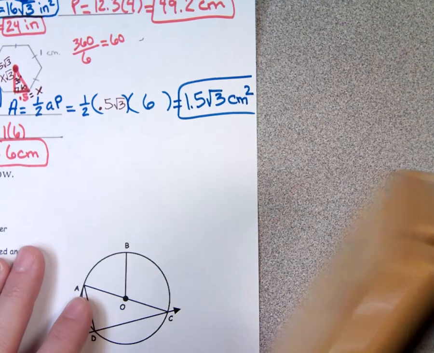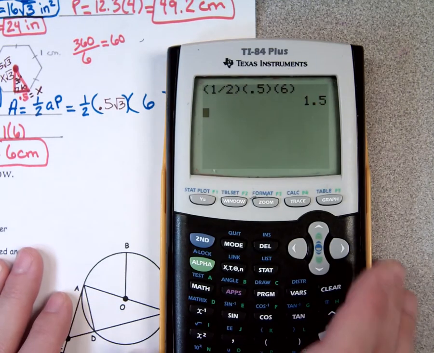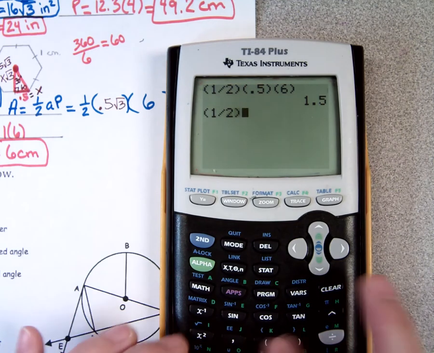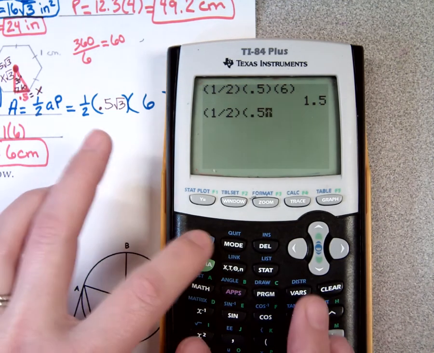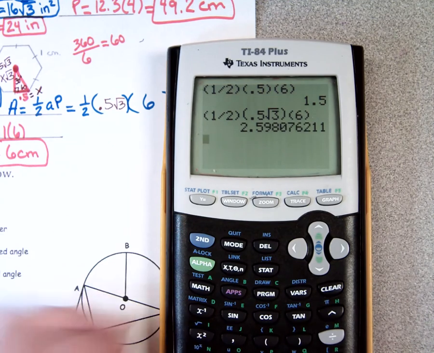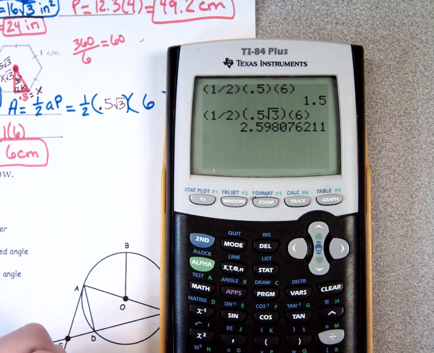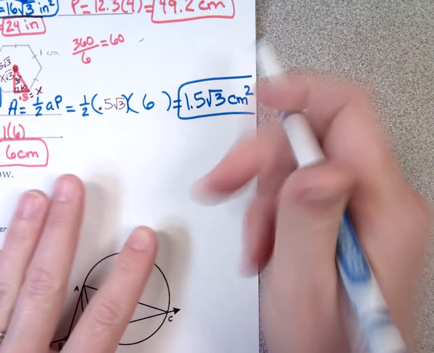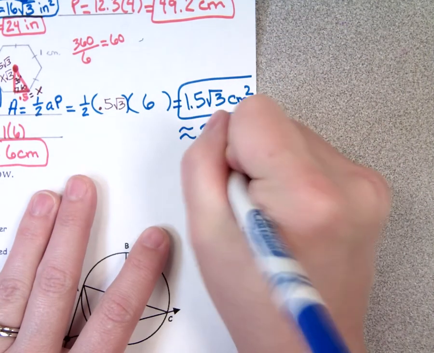If I did not want to keep it in simplest radical form, I just wanted a decimal, then I could do 1/2 times 0.5 square root of 3 times 6. And there would be my decimal approximation. So about 2.6. So I'll go ahead and write that. About 2.6.